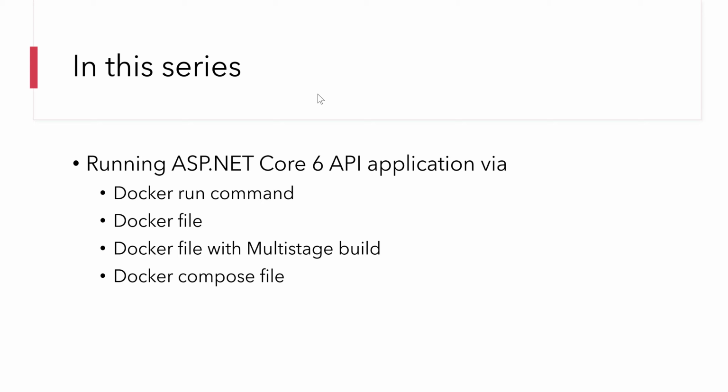So we are going to learn how we can run this ASP.NET Core 6.0 API application within a Docker container using the Docker run command or a Dockerfile with multi-stage builds, and how we can do the whole thing like connecting databases and using environment variables using a Docker compose file. So those are the things that we'll be talking about in this particular series. This series is going to be a bit more advanced, and this is exactly what is used in most organizations while you work day in, day out.